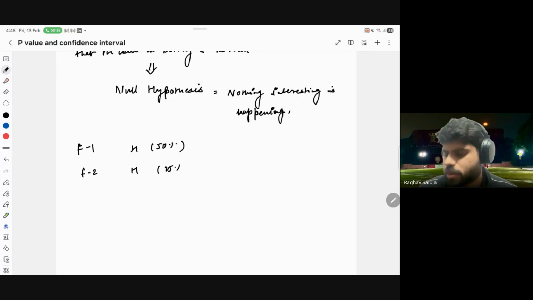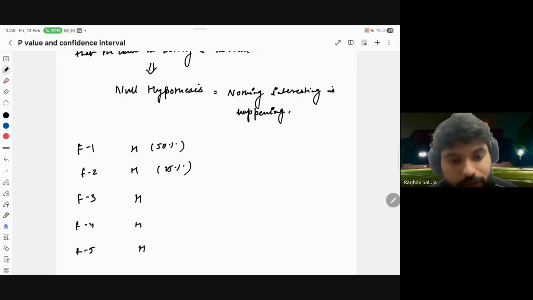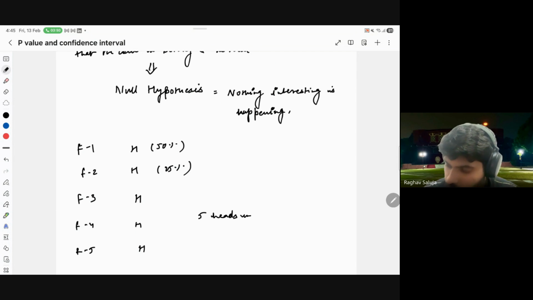You say there is a 25% probability that two flips in a row give heads. Okay. Flip three, you get a heads. You're like, okay, three continuous flips and three continuous heads. The probability is less. Flip four, you get a heads. Flip five, you get a heads. You're like, okay, now I've got five heads in a row.